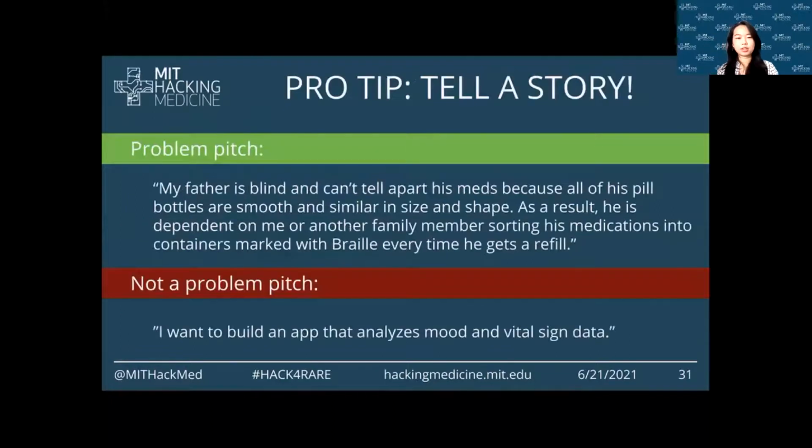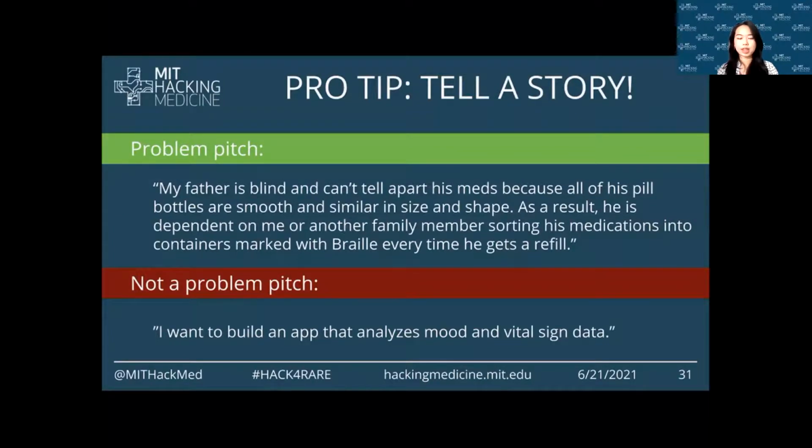So an example of a strong problem pitch is one that tells a story. My father is blind and can't tell apart his meds because all of his pill bottles are smooth and similar in size and shape. As a result, he is dependent on me or another family member sorting his medications into containers marked with Braille every time he gets a refill.